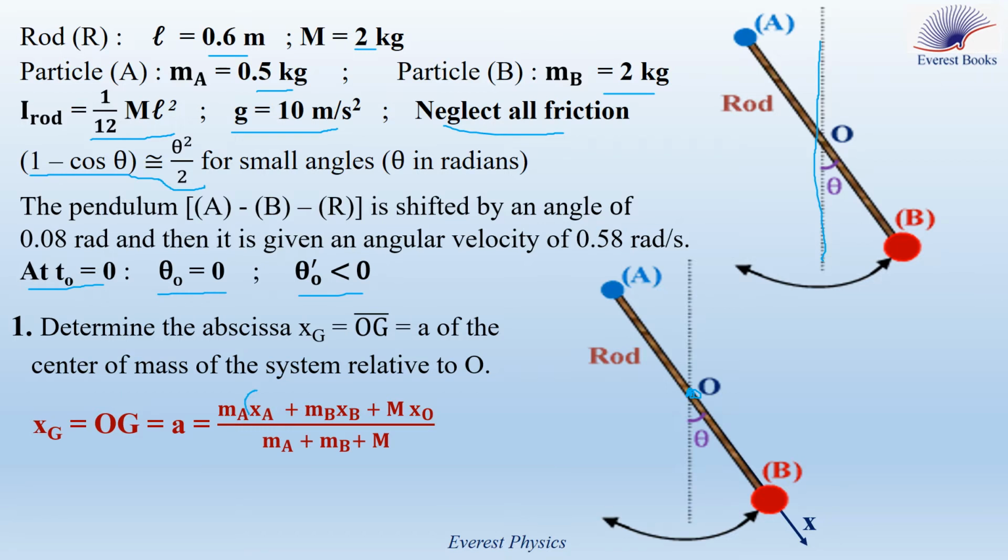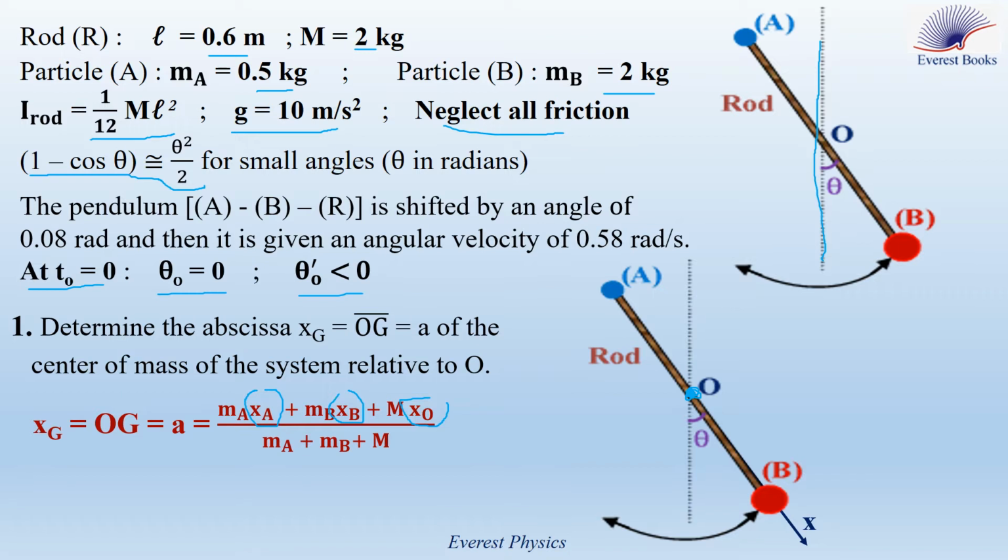Now we need to find XA, XB, and XO. Let's start with XO. XO is the abscissa of the center of mass of the rod. The center of mass of the rod coincides with the origin O of the x-axis, so XO is 0. Now, let's move to the abscissas of A and B. Now, look at the figure. The abscissa of A must be negative and the abscissa of B must be positive.